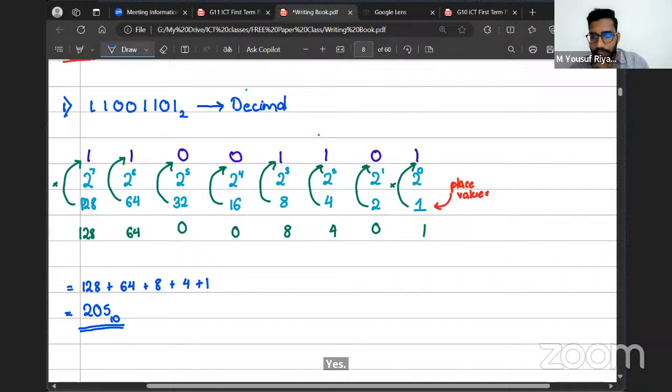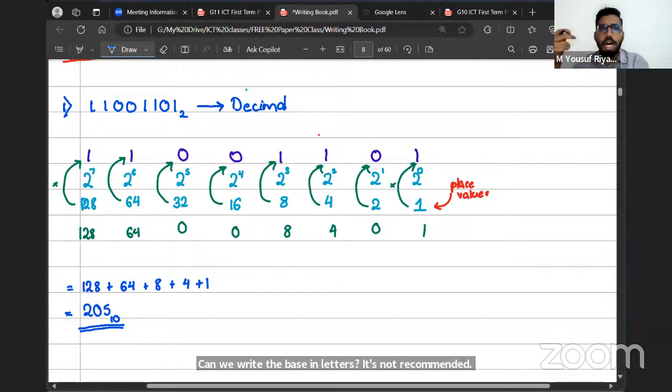Can we write the base in letters? It's not recommended. Sometimes you might get questions where they would have given it in letters because normally it's hard to type. So if you're typing, sometimes we do put in letters. But in your case, don't mention letters. Always go with numbers. Okay.